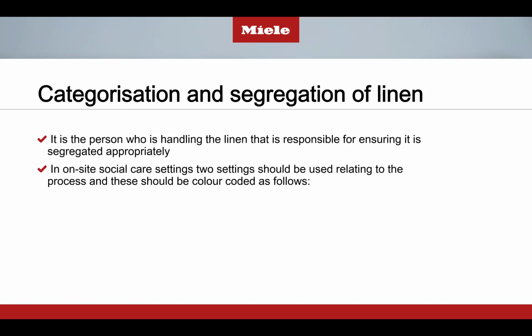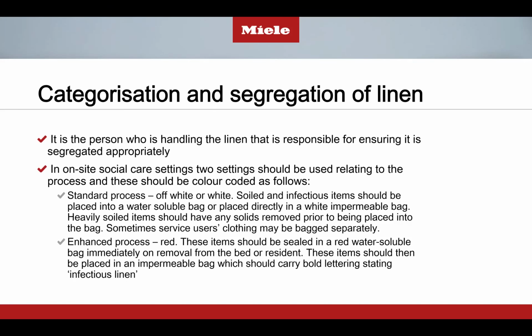It is the responsibility of the person handling the linen to ensure that it is segregated properly. There are two different processes that can be used here. In the standard process, white or off-white bags are used. Soiled or infectious items should be placed into a water-soluble bag and placed into a white impermeable bag. Heavily soiled items should have any solids removed before being placed into that bag.